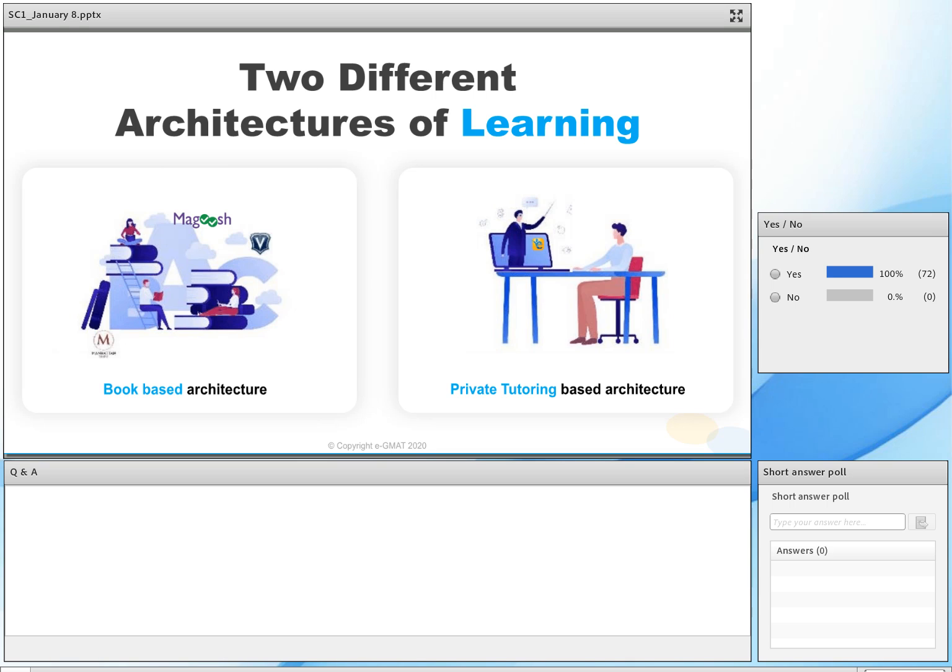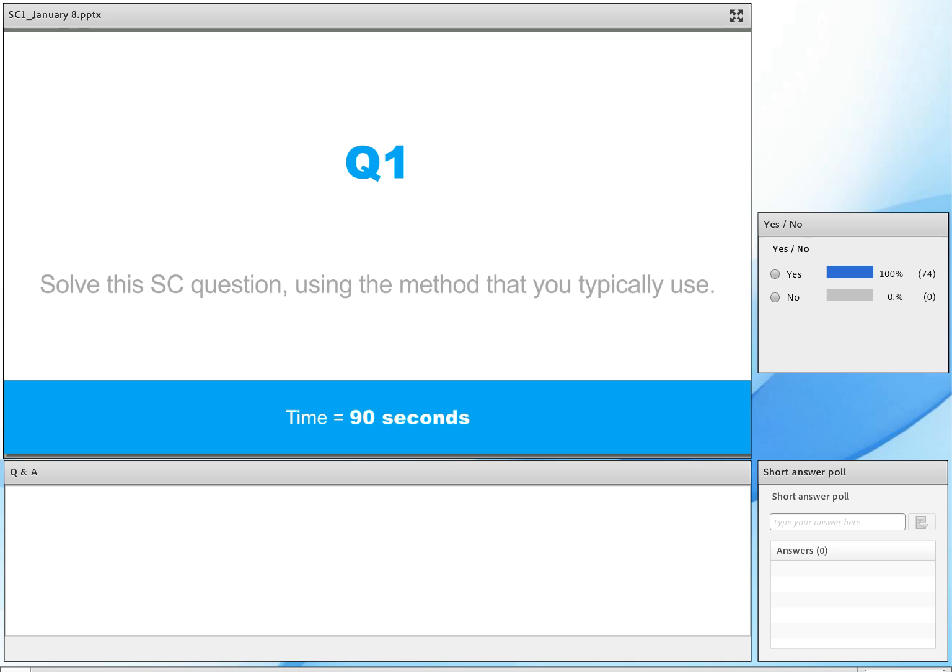And we know that there's 2 different types of learning out there. You have that book-based architecture where you can teach yourself through books, and then that tutoring-based architecture. And what we do at e-GMAT is a little bit different. It's kind of a blend of both. So you're really going to get the best of both worlds through working with us.